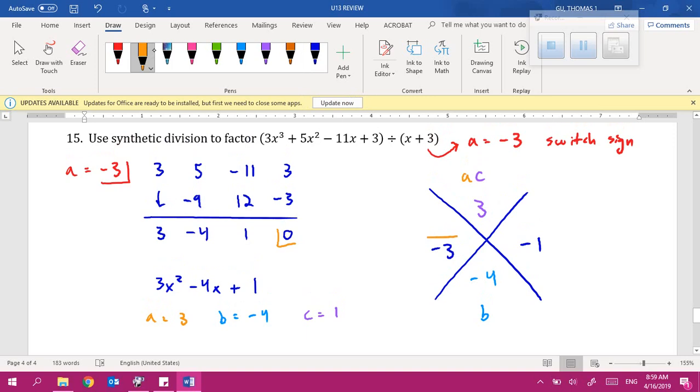Right, so not a times c. A times x, right. So what's going to go on top? 3x. And then simplify, that's right. So what is this going to become? 3x over -3 becomes x over -1.